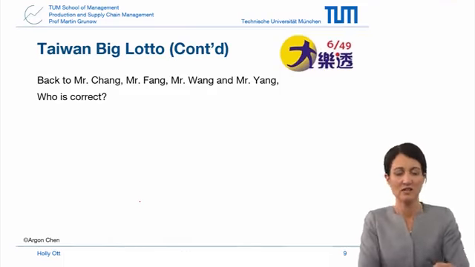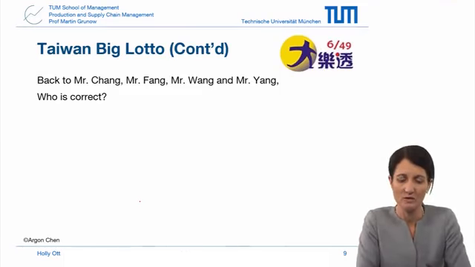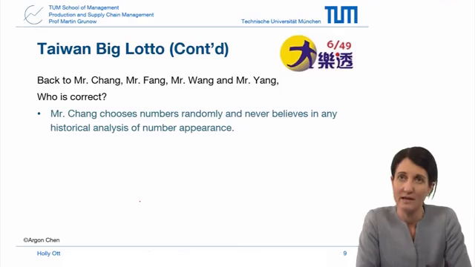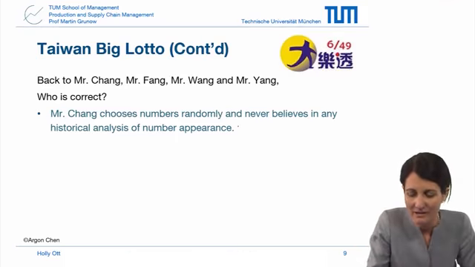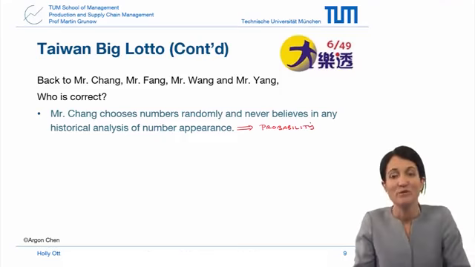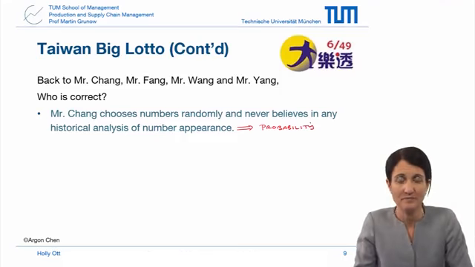So let's go back to Mr. Chang, Mr. Fang, Mr. Wang, and Mr. Yang. Who was correct? Now, Mr. Chang chooses numbers randomly and never believes in any historical analysis of number appearance. What does he believe in? Does he believe in probability or statistics? And here, if you answered probability, you'd be right. Mr. Chang believes in the model.